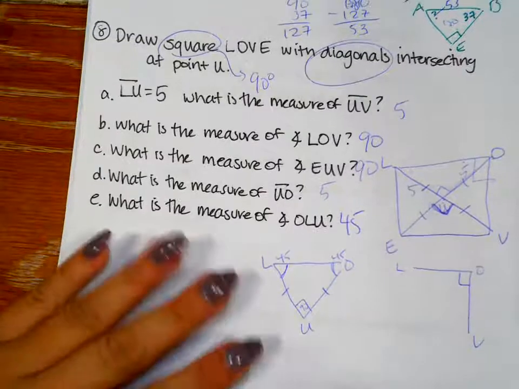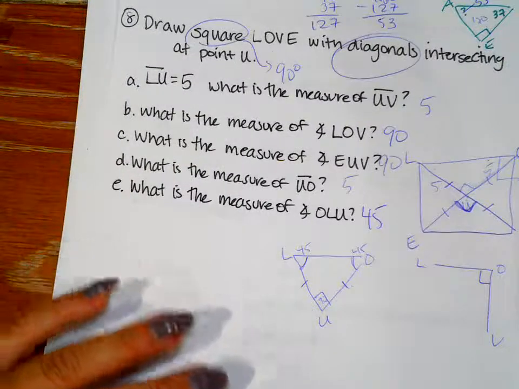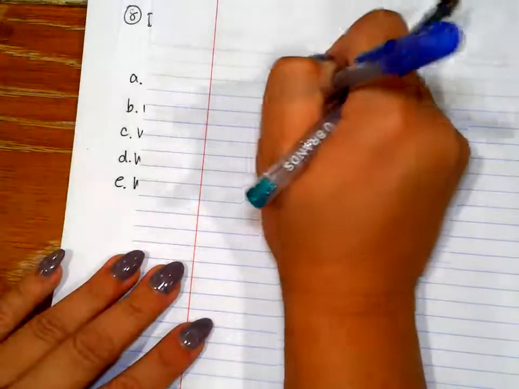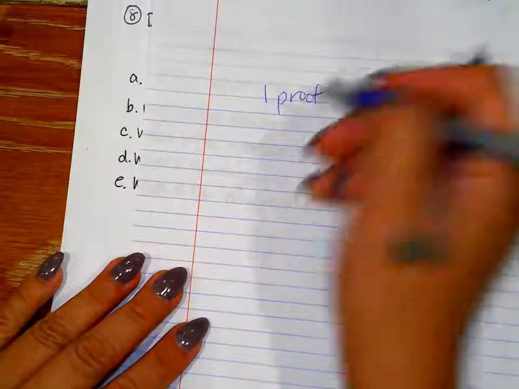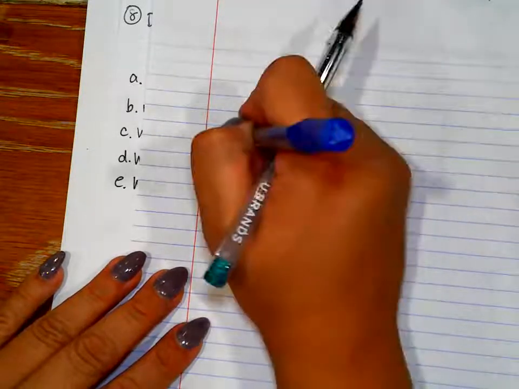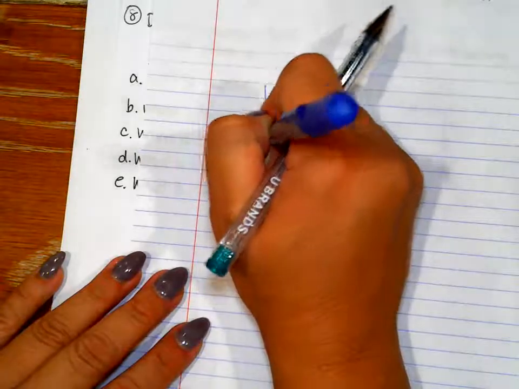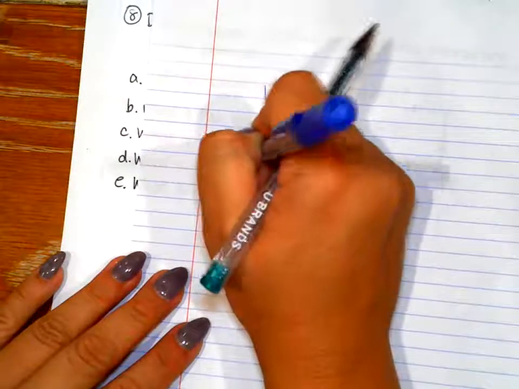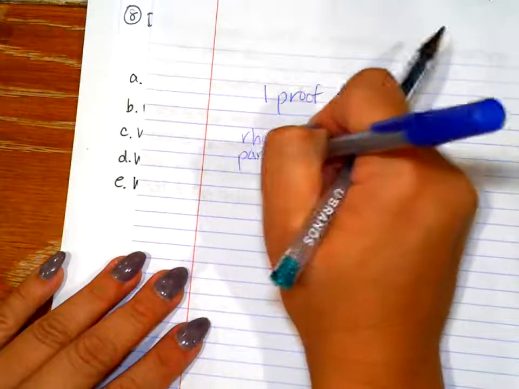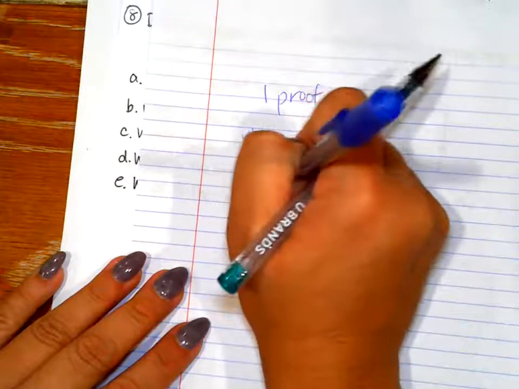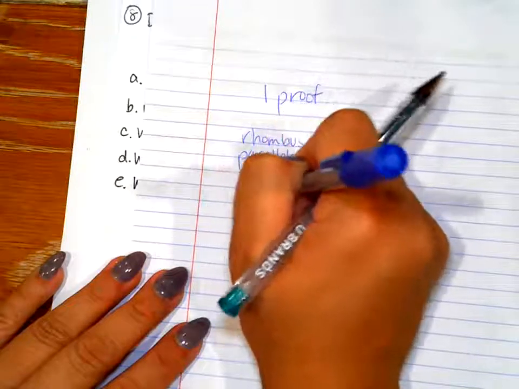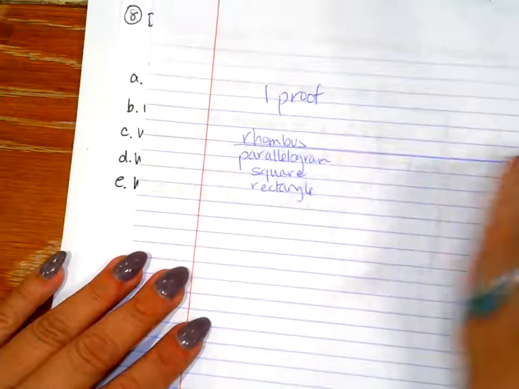All right, I'm gonna come up with a couple things that you guys need for your exam. So for your exam, there is one proof. All right, one proof for your exam. There is a chart that has like rhombus, parallelogram. These are the ones that we're going to use the most. Parallelogram, square, and a rectangle. Okay, it's literally a chart.